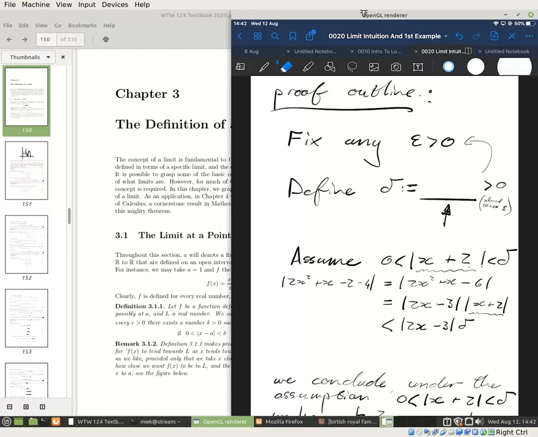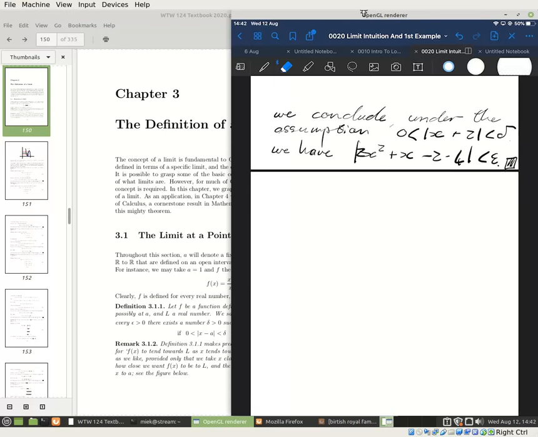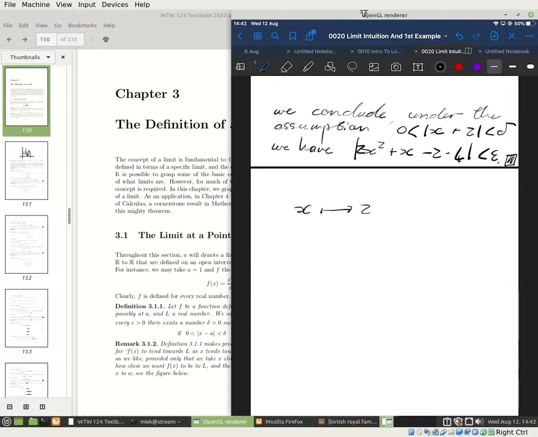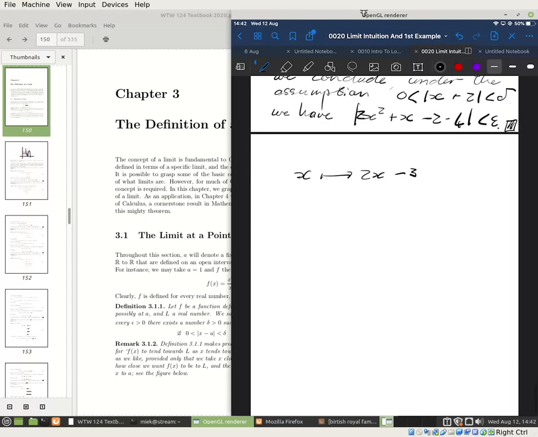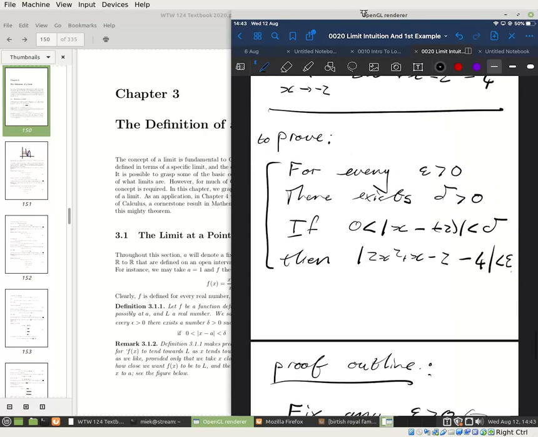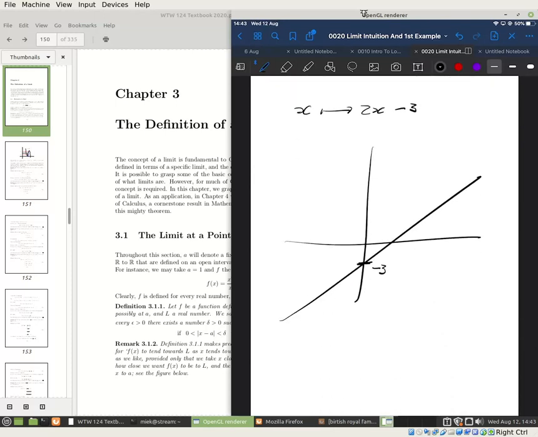Okay. Let's think about this function. Let's think about the function that sends x to the expression 2x minus 3. So the graph of this function is just a straight line. It looks like that. It has an intercept there at minus 3 and it has a slope of 2. We are interested in the limit at minus 2. So over here, minus 2.